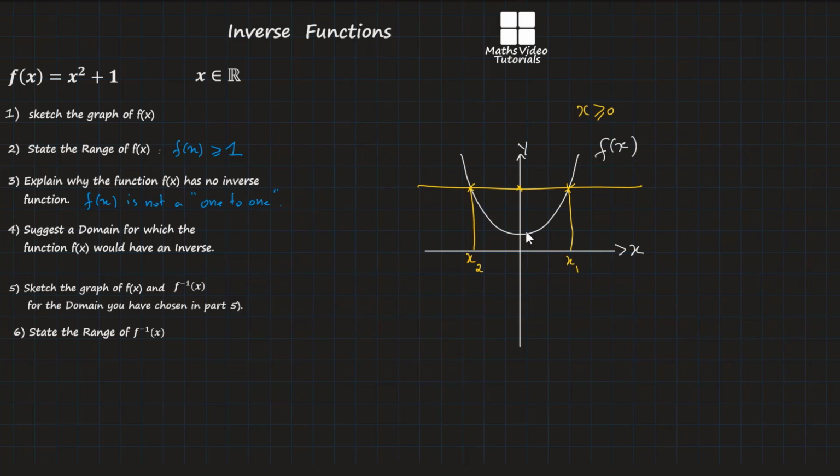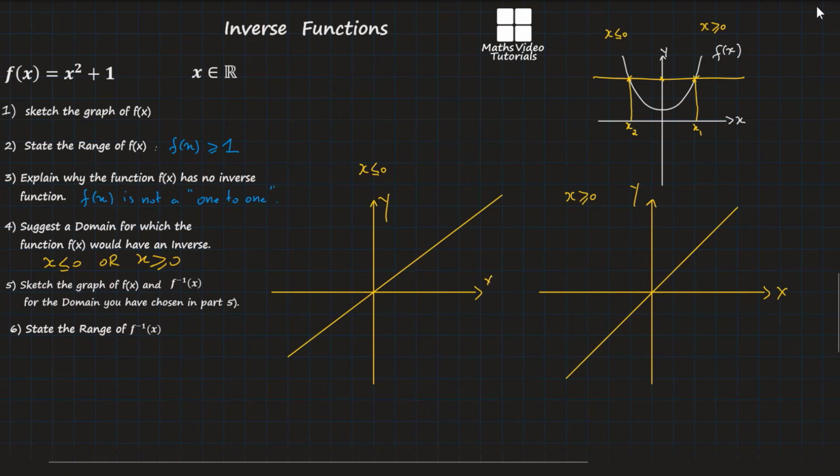Or we could ignore this part of the graph and keep this part. That will give us a domain that is x less or equal to 0, because this part of the graph, if we keep it, is on the negative part of the x-axis. So we have 2 different domains we can suggest. The first one is x less or equal to 0, or x greater or equal to 0.